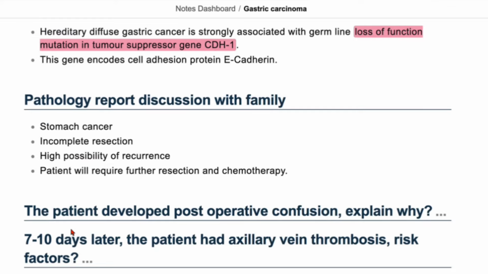Sorry, can I move on to the next question, please? Say again? Sorry, I don't know. Can I move on to the next question, please, and come back to it at the end of the stem?